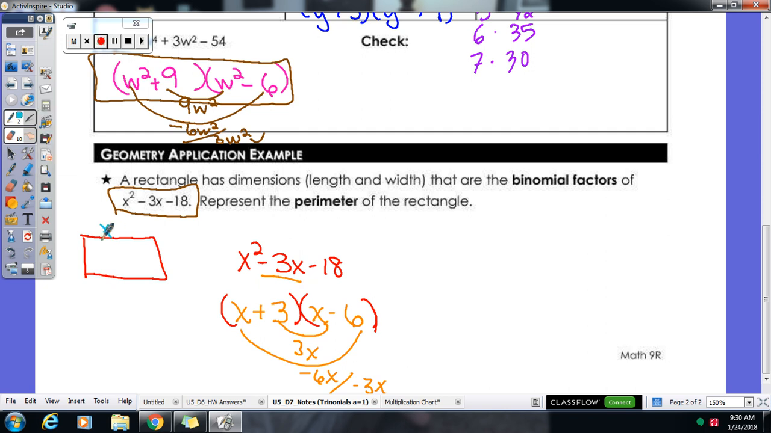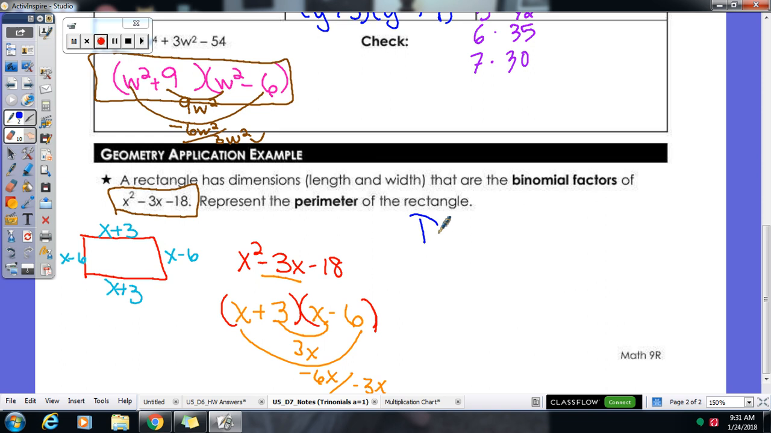So then I'm going to label my rectangle. One is my length. One is my width. It does not matter which one you label as which. So now we've got to represent the perimeter. We did half of it. We found what they were. So now we can find the perimeter.